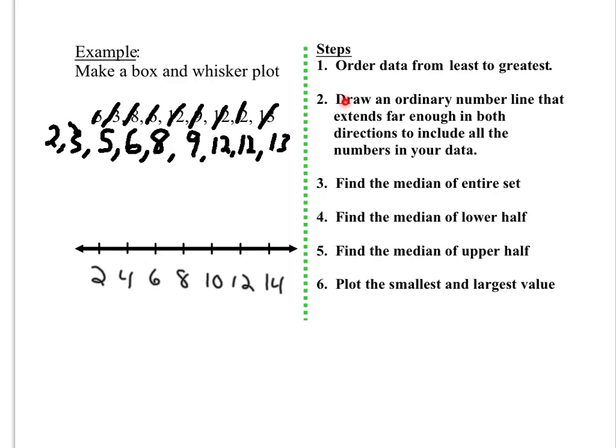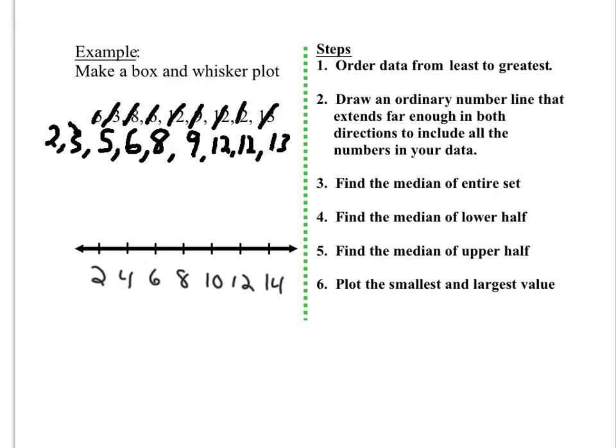Okay, after that, step 2 says to draw an ordinary number line that extends far enough in both directions to include all the numbers in your data. So it needs to extend from at least 2, our lowest number, to 13, our highest number. Now that doesn't mean it has to start at 2 and stop at 13. You need to kind of count however these make sense.